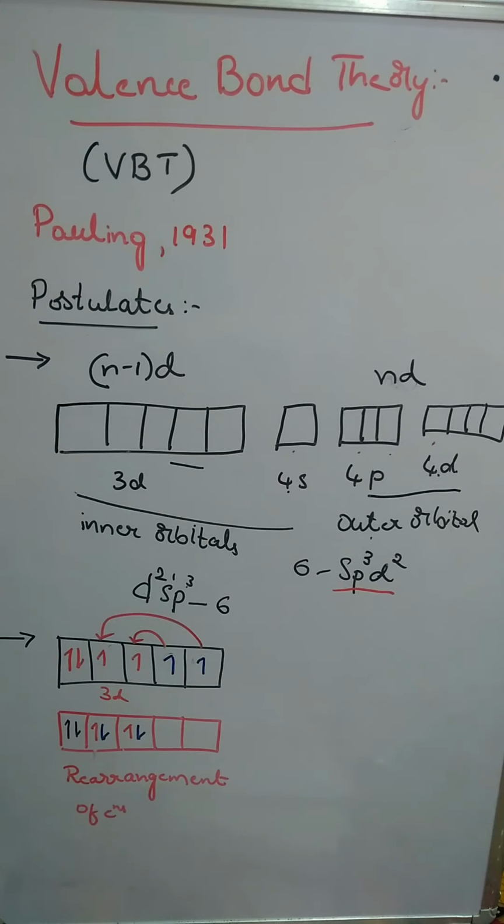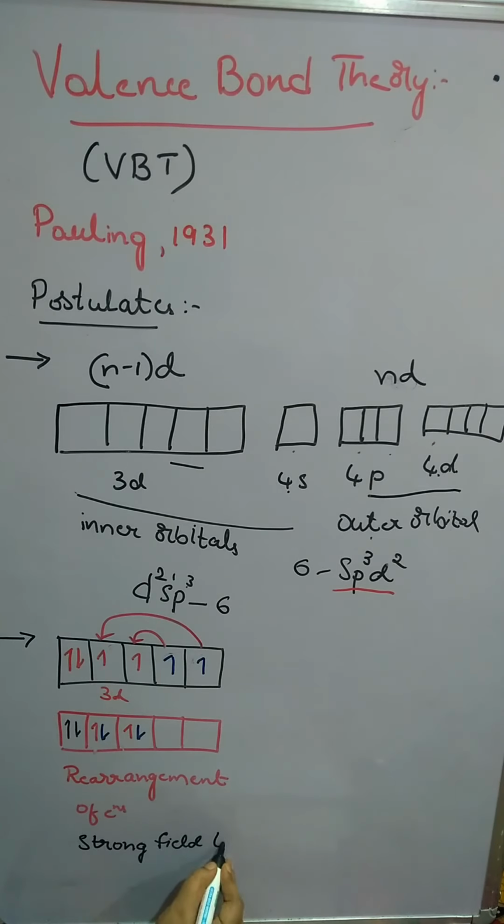In the presence of strong field ligands, the unpaired electrons shift and rearrange in such a way that one or more vacant inner d orbitals are made. Those inner d orbitals will be involved in the hybridization and will form inner orbital complexes. So this happens only when the ligand is a strong field ligand.